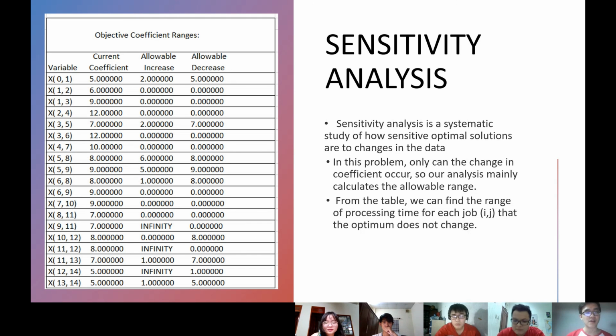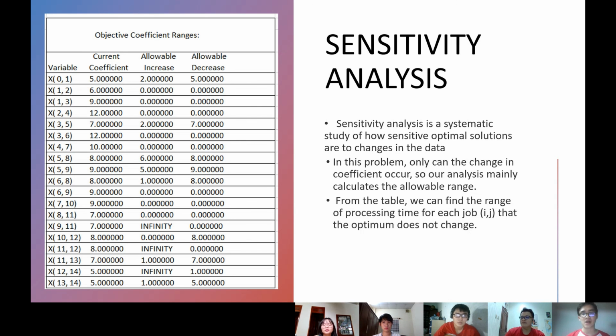The variable is derived so that it satisfies the current constraints. As you can see, we can find the allowable range for each variable. For example, for variable 0, 1, the current coefficient is 5, the allowable increase is 2, and the allowable decrease is 5. This means the allowable range here is from 5 minus 5, which is 0, to 5 plus 2, which is 7.